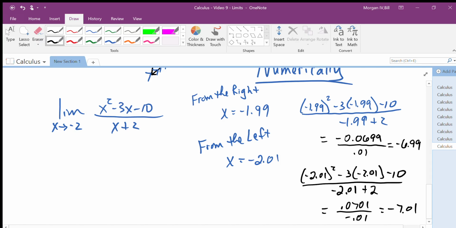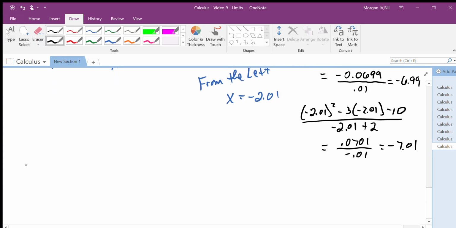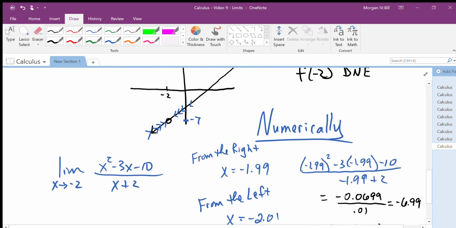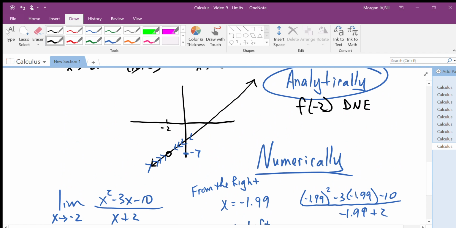Okay, let me keep the same problem, but let's approach a value that's not negative 2, right? At negative 2 is where we had the hole in the graph, and the limit still existed. What if we were to approach a different number? Let's say we approached an x value of 1, right? So we're approaching this point here.